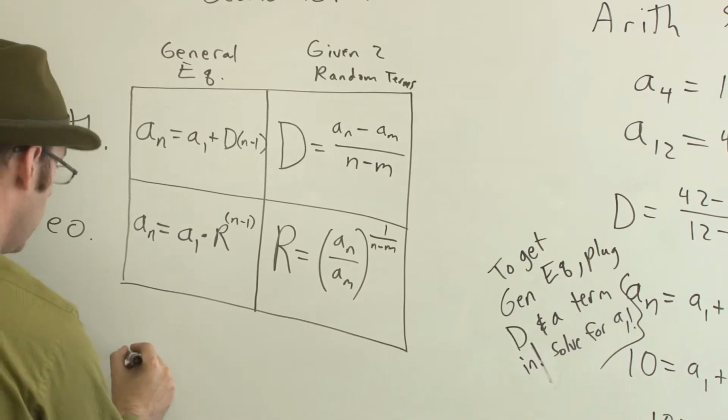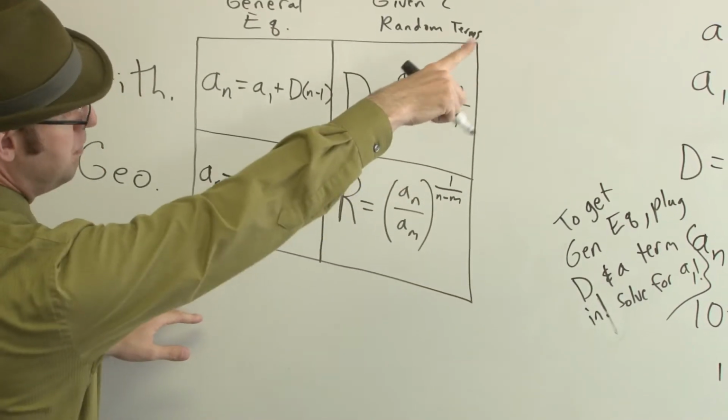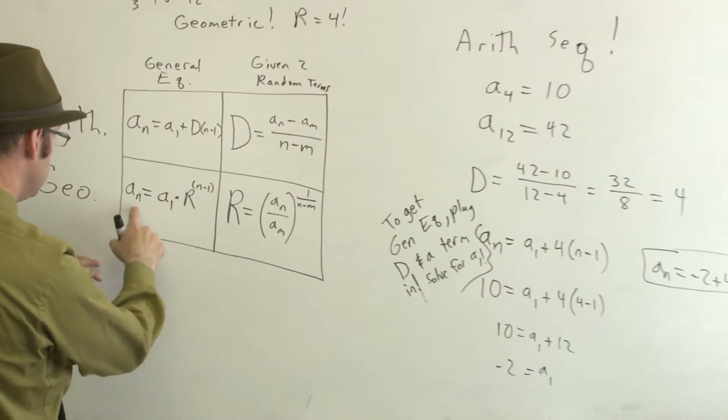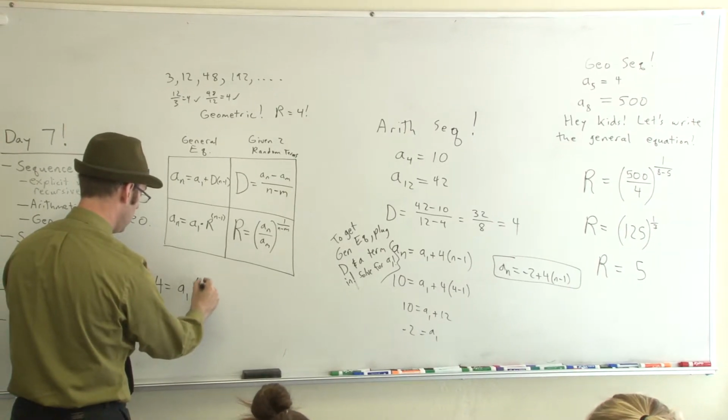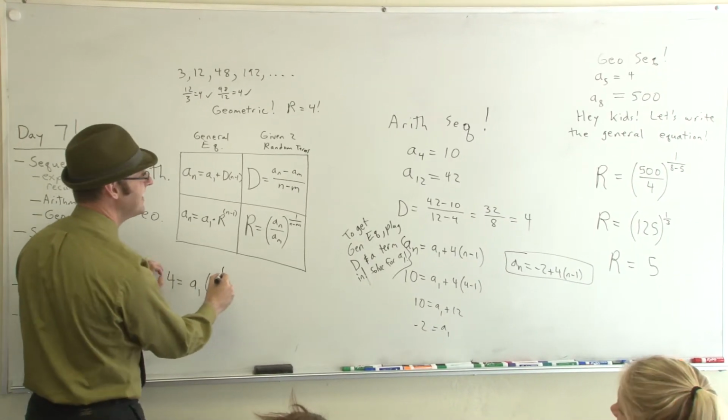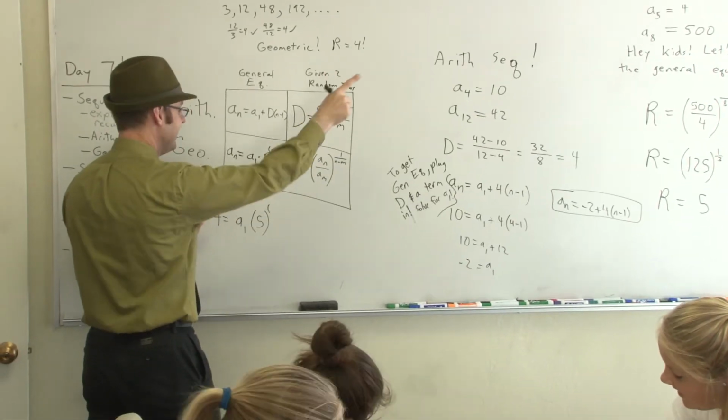We'll do it here. I'm always going to use the one with nicer numbers. So I know A5 is 4. 500 is a much nicer number. And this is term 5.